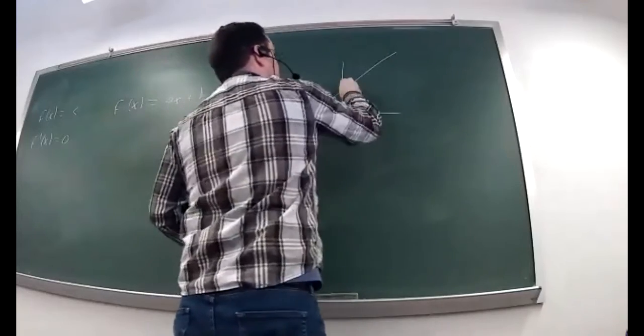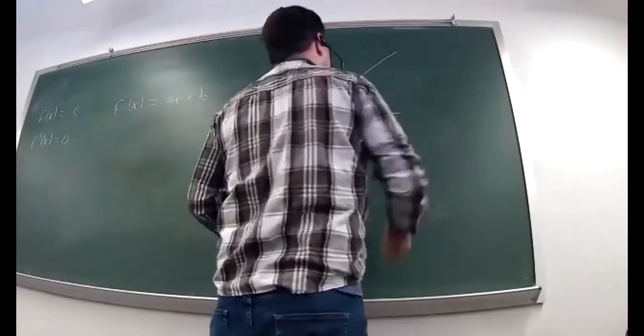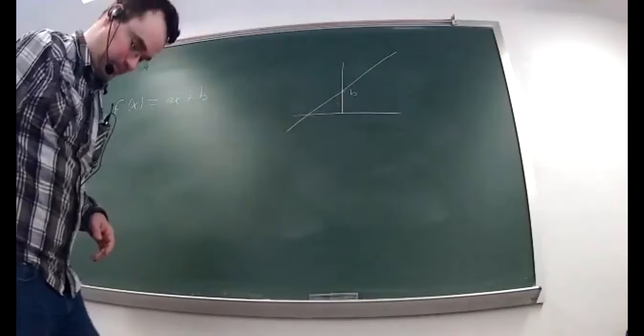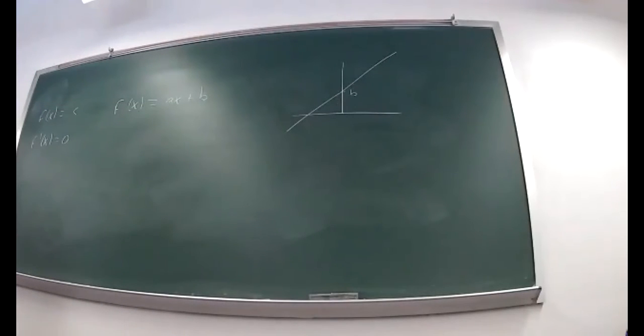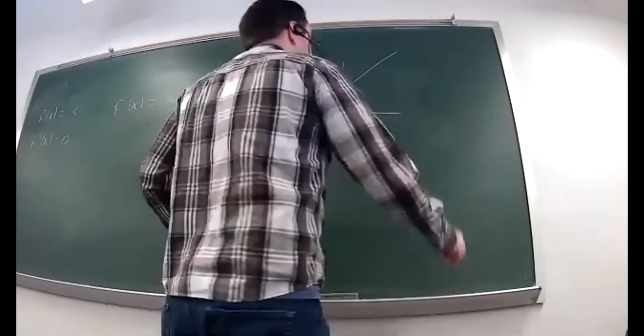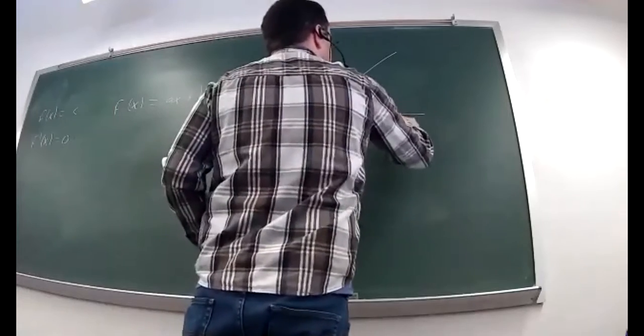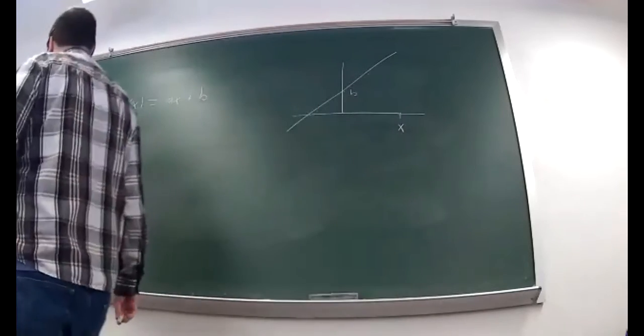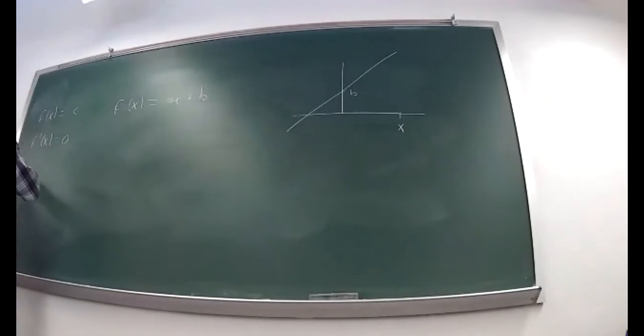I'll draw it as if here's the point b and as if a is a positive slope. So let's take some fixed but arbitrary point x and try to calculate what's the derivative of the function at x. And let's use the definition. So let's take the limit as h goes to 0 of the slope of those secant lines.